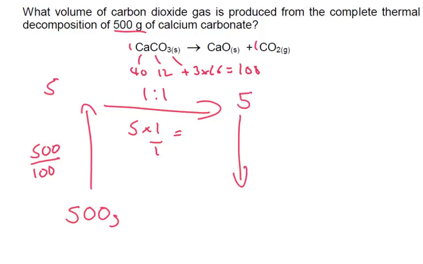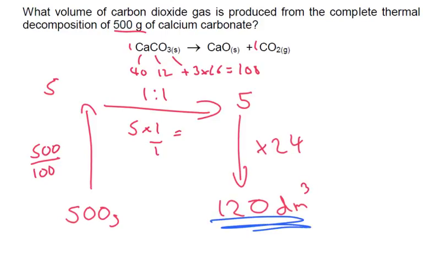And then finally, to work out the volume, we're going to times by 24. So 5 times by 24. So our final answer is 120 decimeters cubed. And that is our final answer.